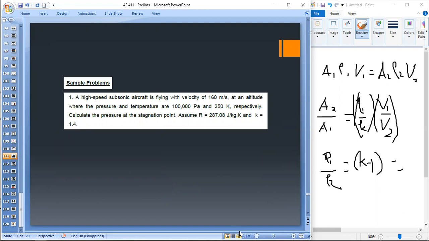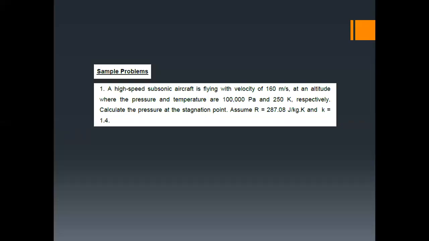It says here, a high-speed subsonic aircraft is flying with a velocity of 160 meters per second at an altitude where the pressure and temperature are 100,000 pascals and 250 Kelvin. Calculate the pressure at the stagnation point. So, we need to find our pressure at the stagnation point.